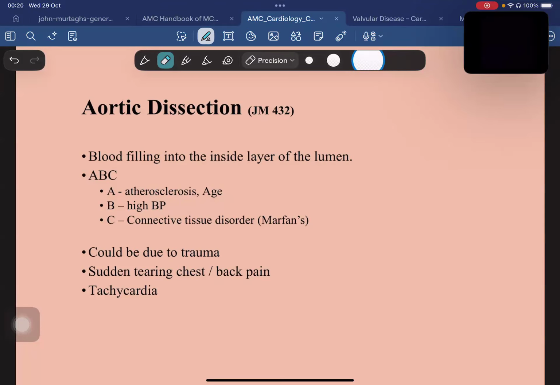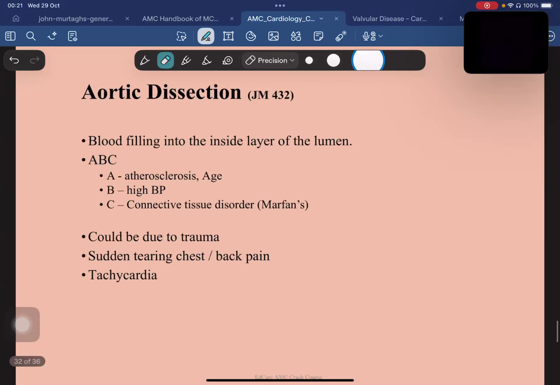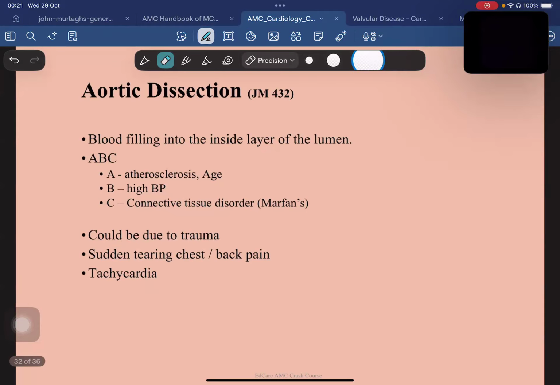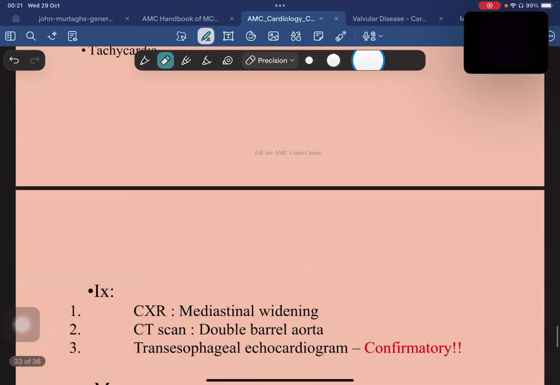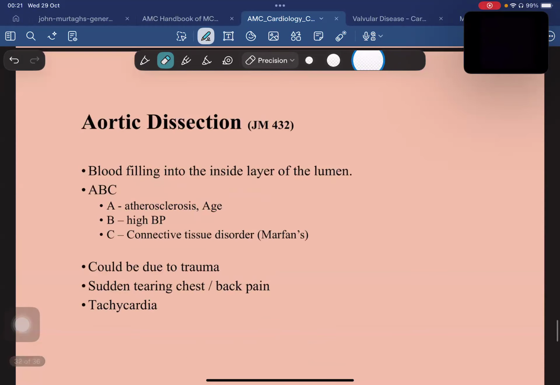So, blood filling into the inside of the lumen, that is that. Also, aortic dissection could be due to trauma. It's like a sudden tearing chest and back pain, and you can have tachycardia.